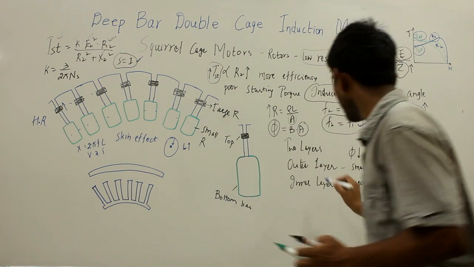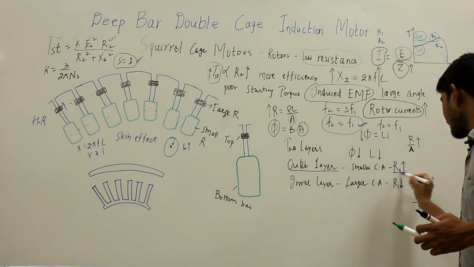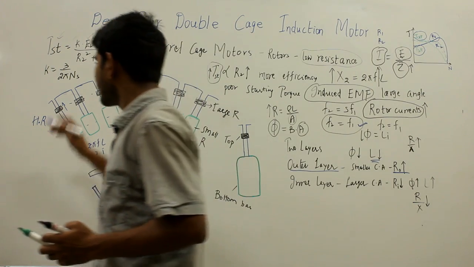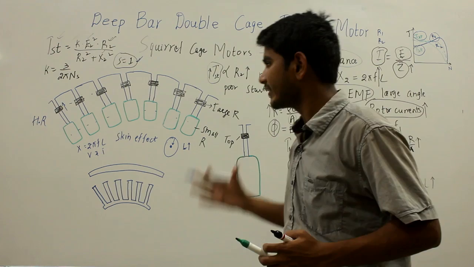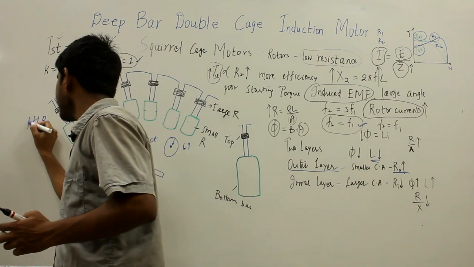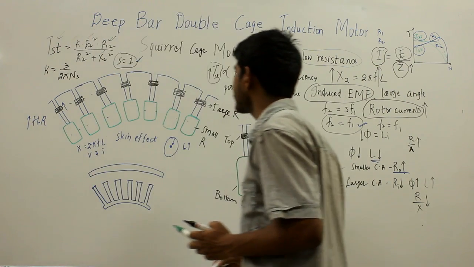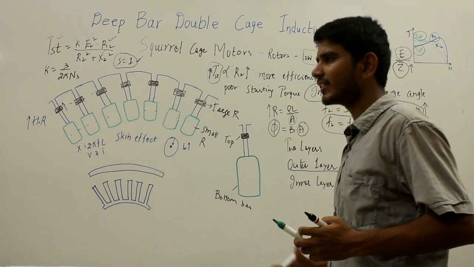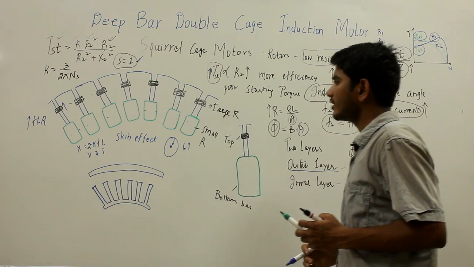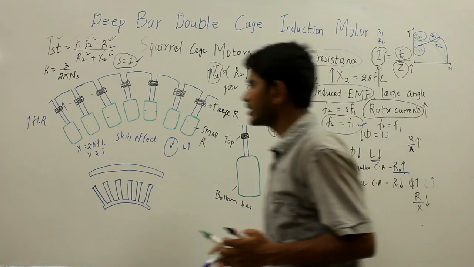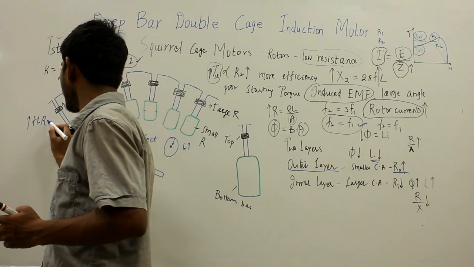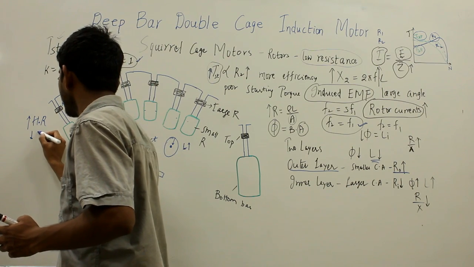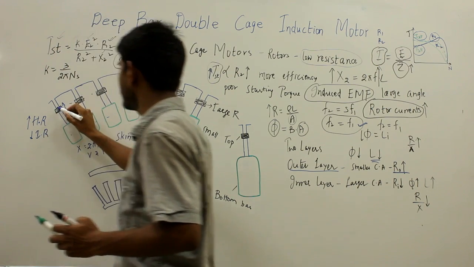As we have discussed, the outer layer has the higher resistance and the lower inductive reactance. That means the desired condition we are getting here: I need higher resistance and smaller inductive reactance, thereby I can achieve the high starting torque, and that is the desired condition. I am choosing this deep bar double cage induction motor. So higher resistance means higher starting torque, and I have lower inductive reactance at the outer bars.